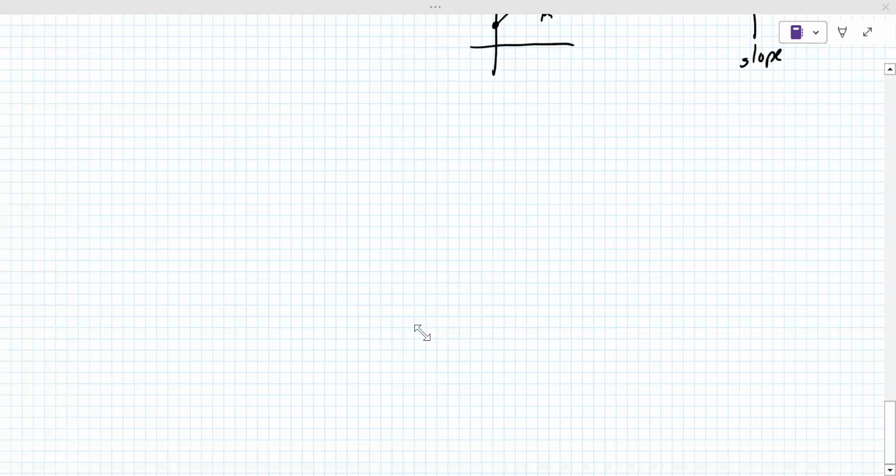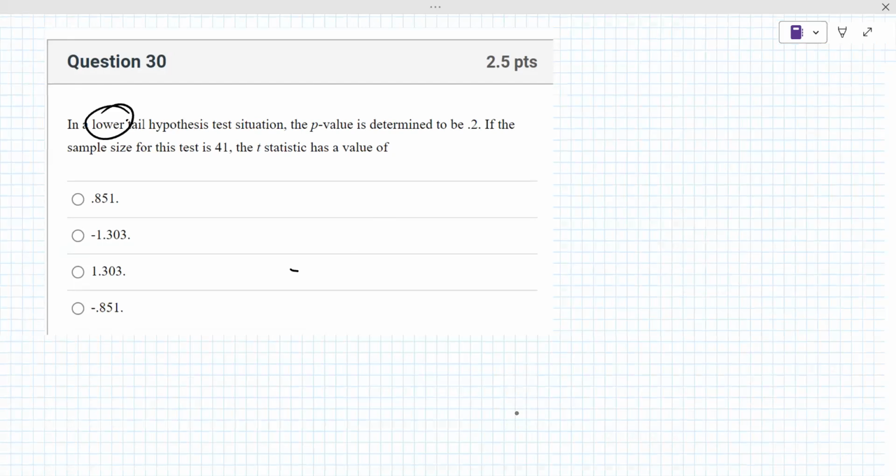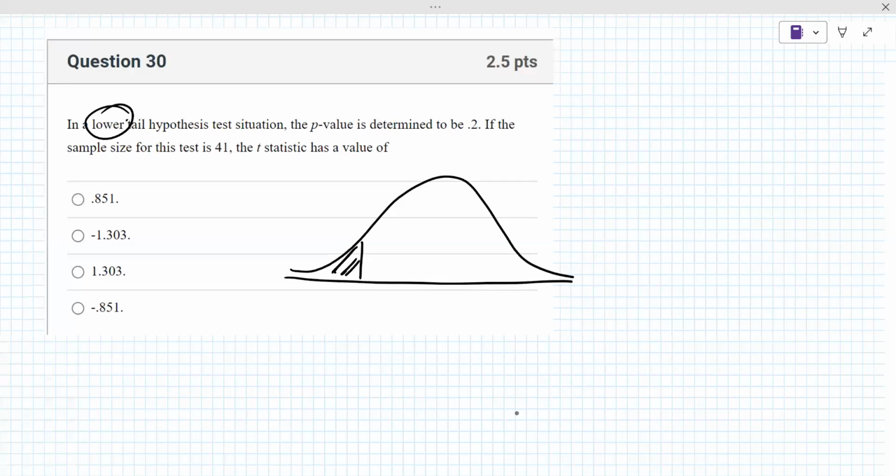Okay, got it. In a lower tail hypothesis test, lower tail is important. The p-value is determined to be 0.2. The sample size for the test is 41. The t-statistic has a value of, okay. This one's tough. This one's a little bit different. They're telling you the area in the curve is 0.2 and the degrees of freedom is 41 minus 1, so 40. This is where you have to go to that table again.